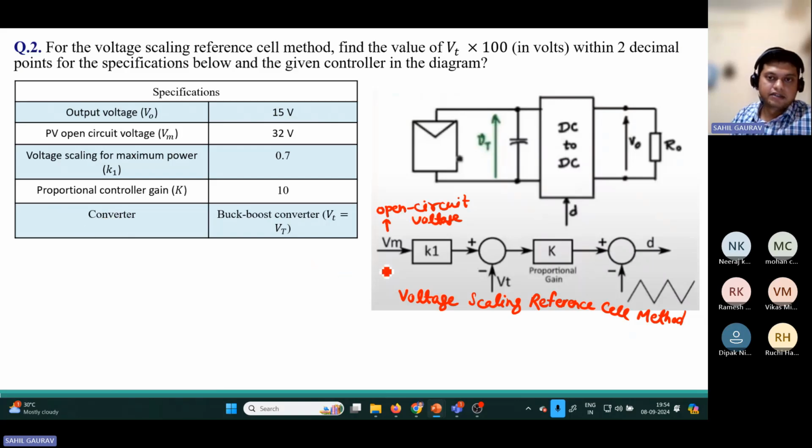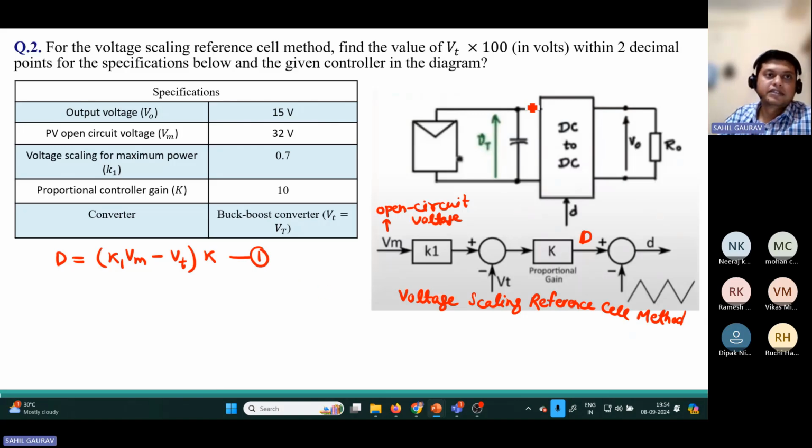According to this controller block diagram, you can write the D value. D value is coming as K1 into V1 minus Vt, and it is multiplied with K. So this one is the first equation.